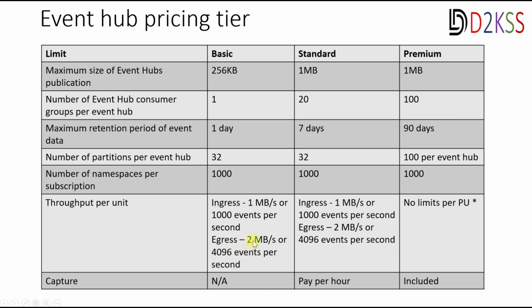So the egress also should not cross, the total size of 4096 events should not cross 2 MB, and it is the same limitation for standard as well. And in premium there is no limit. And whatever data you are collecting through Event Hubs, you can capture and store into Cosmos DB, or you can store into blob storage, or you can use any other DBs. So the capture option is not available in basic, and it is available in standard, but you need to pay per hour, and in premium it is included. So this is about the pricing tier.